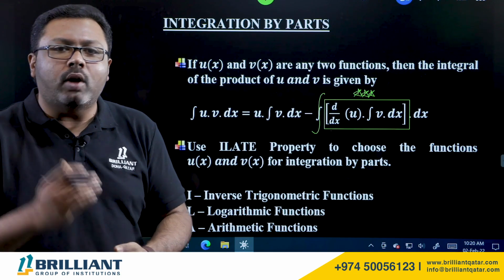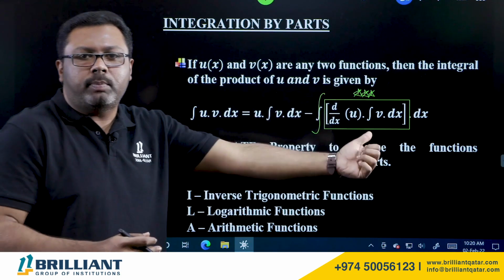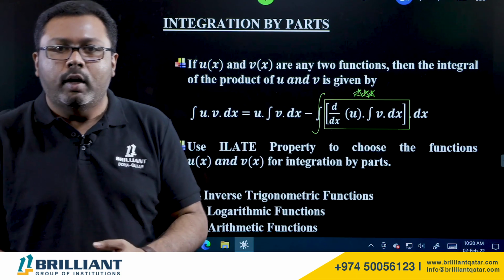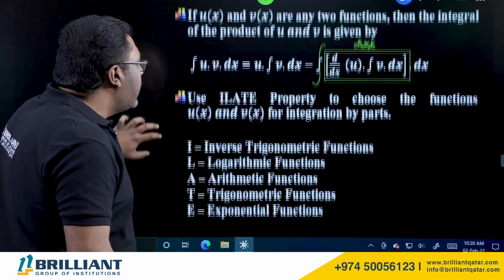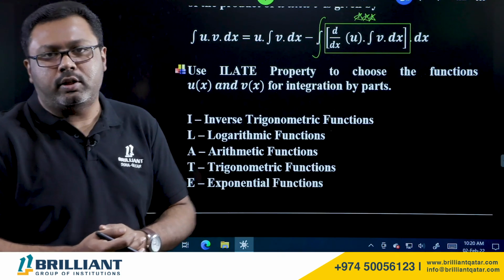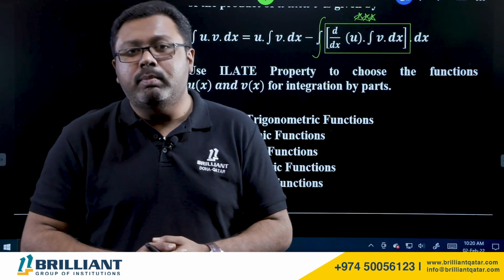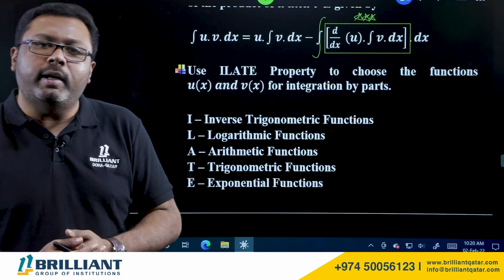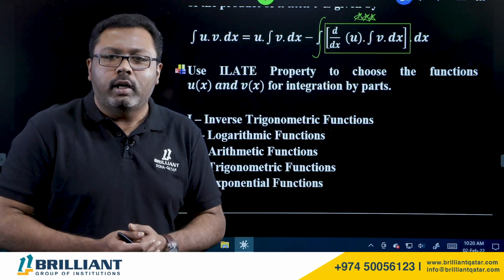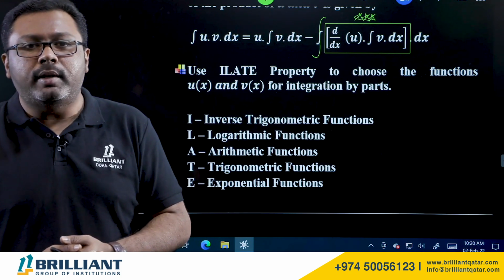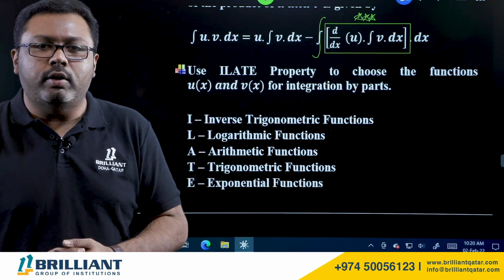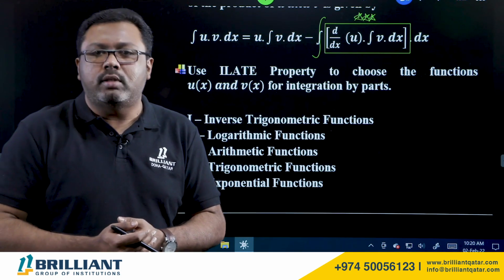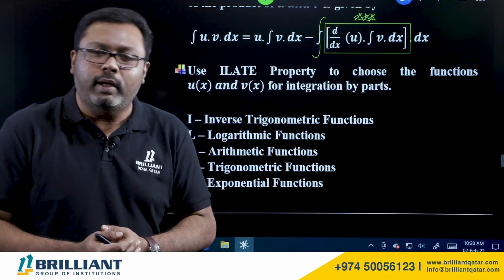Now the problem here is not about by-hearting the formula, that is very easy to by-heart, but the problem is choosing what is u and what is v. For that, we have a particular order. That order is called ILATE. ILATE, very easy to remember. I stands for inverse trigonometric functions, L for logarithmic, A for algebraic, T for trigonometric, and E for exponential functions. This is the order in which you choose which function should be taken as u and which function should be taken as v.